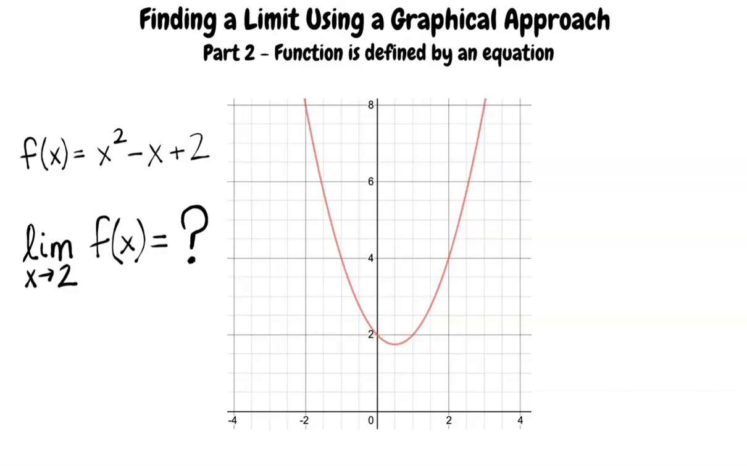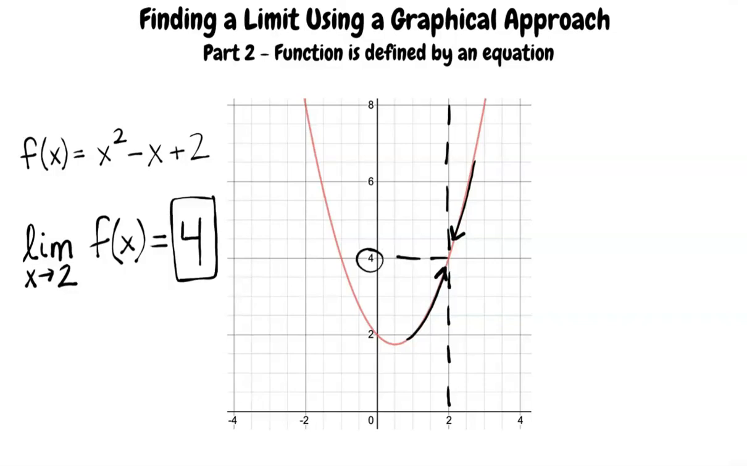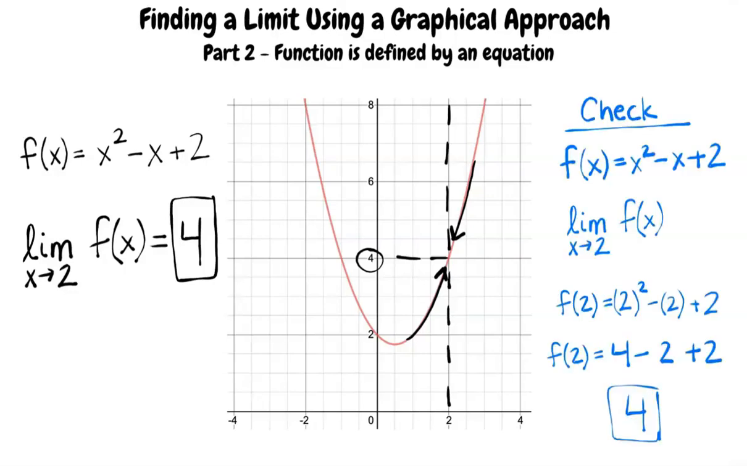To graphically determine this, we mark where x equals 2 on the graph, approach from both the left and right-hand sides, and say that f of x approaches 4. Because we were provided the expression for the function, and we see that the function is continuous, we can check our answer by substitution. The function is x squared minus x plus 2. And if we substitute x equals 2 into the equation, what do we get? 2 squared minus 2 plus 2 equals 4. This is the same answer we got when we solved the limit graphically, so 4 is the correct answer.